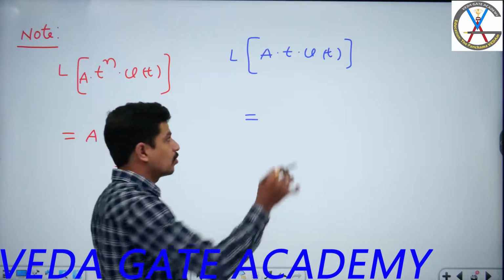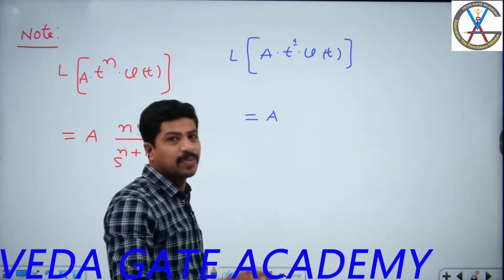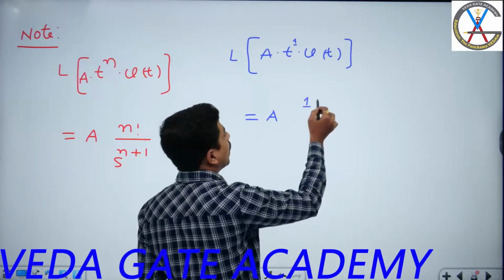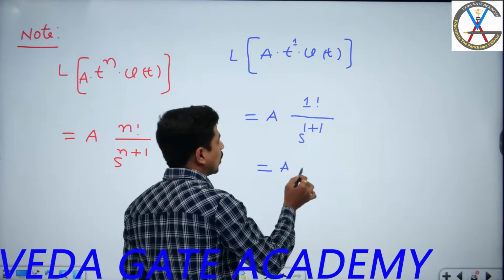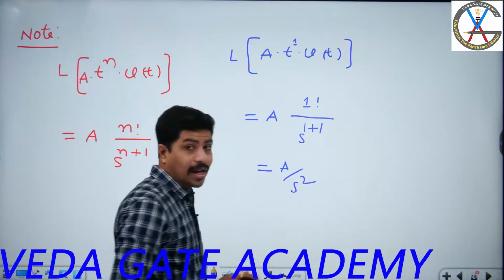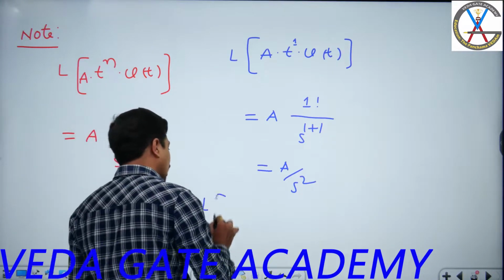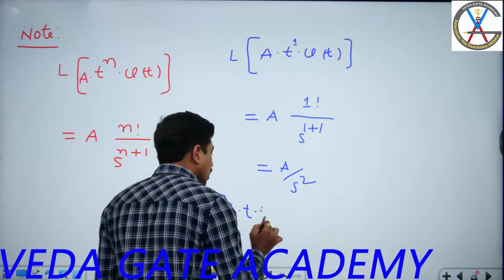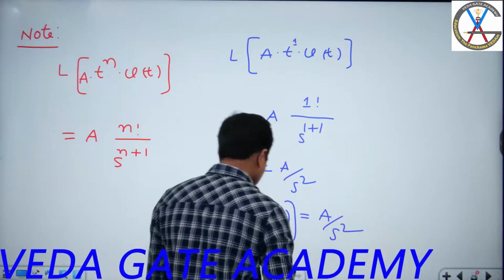As a is constant, throw it outside. But how much power do I have? 1. t to the power 1, so 1 factorial by s to the power 1 plus 1. How much did I get? a by s square. The Laplace transform of a ramp signal is a by s square.